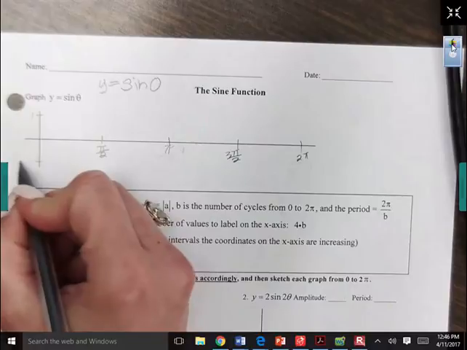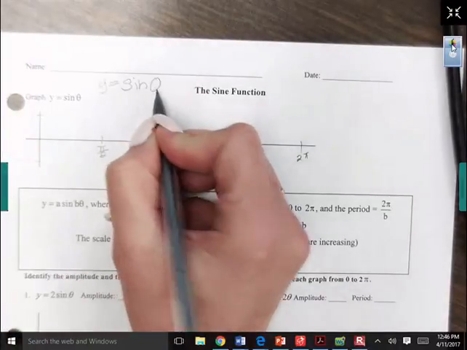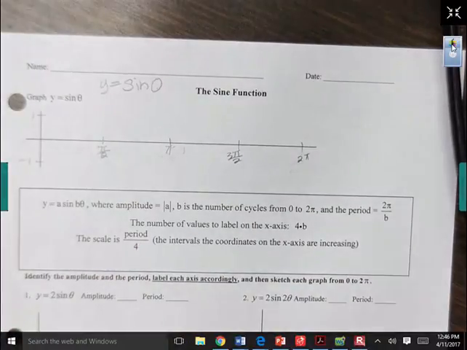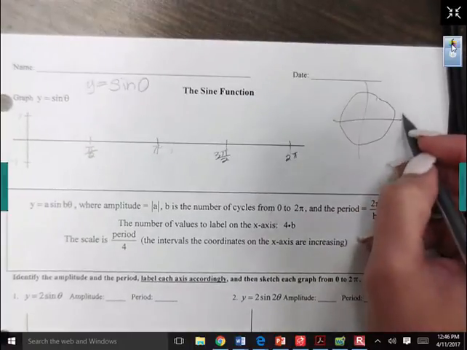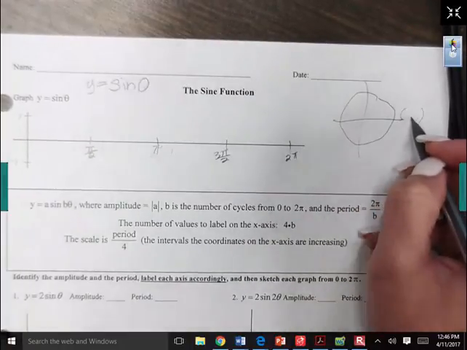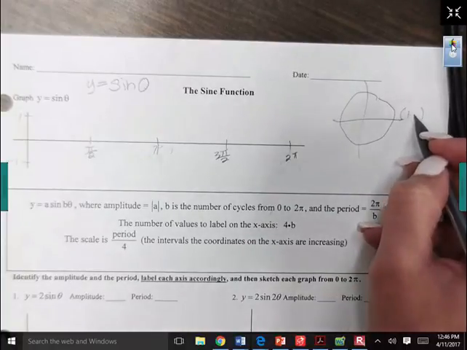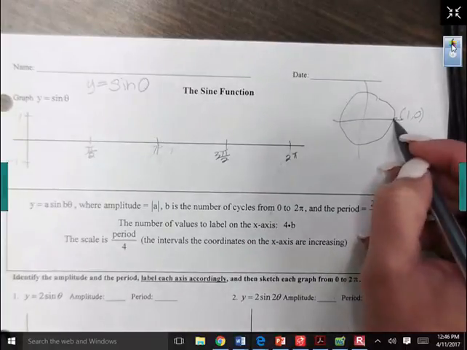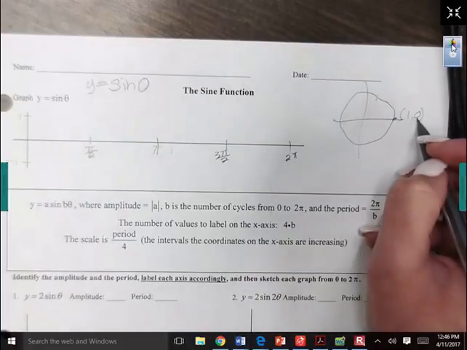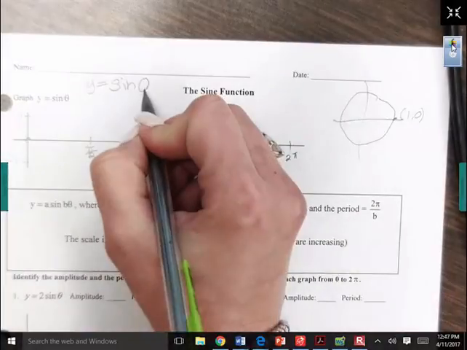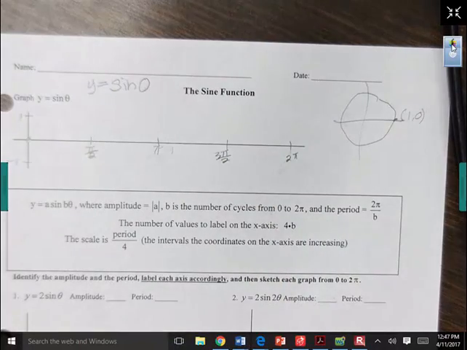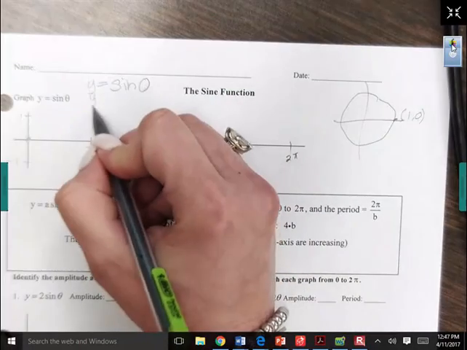If we start here at 0, what is the sine of 0? I want y'all to think about our unit circle. What is the sine of 0? What are the coordinates here? 1, 0. So at 0 degrees, what is the sine? 0. So when x is 0, y is 0. Do you see that? Okay, so sine of 0, this is y equals 0.